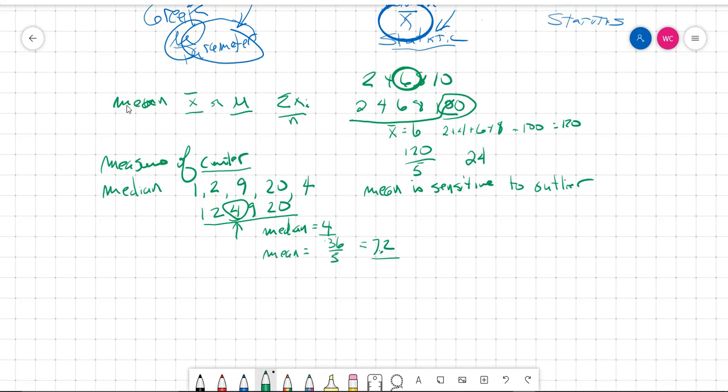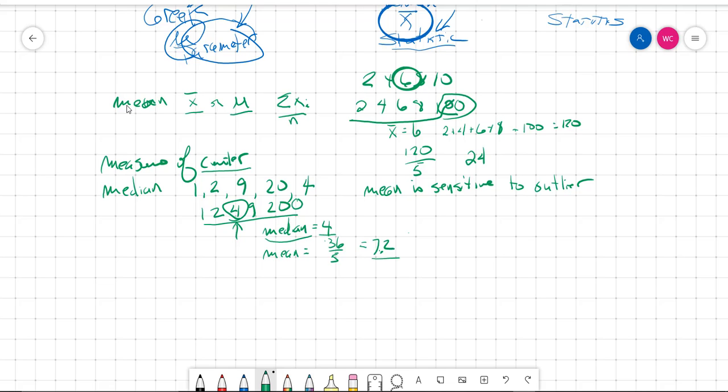Now what happens to the mean if we get an outlier? Suppose this 20 becomes 200. So the mean is obviously going to change a lot, right? When we change that 20 to 200 and then calculate the mean, it's going to be much bigger. But what happens to the median? Does anything happen? And the answer is no. The median doesn't change at all.